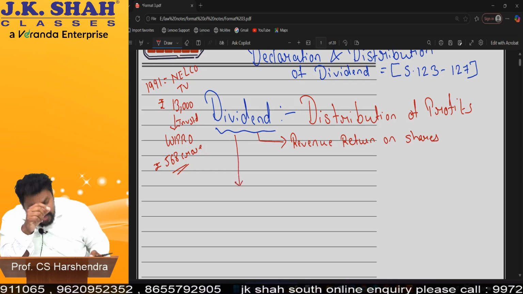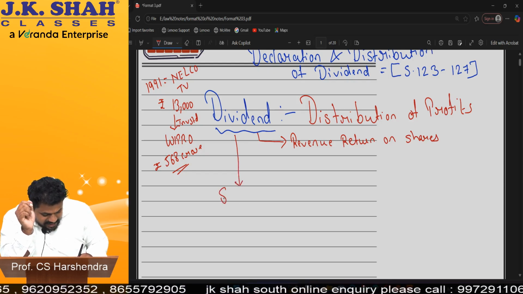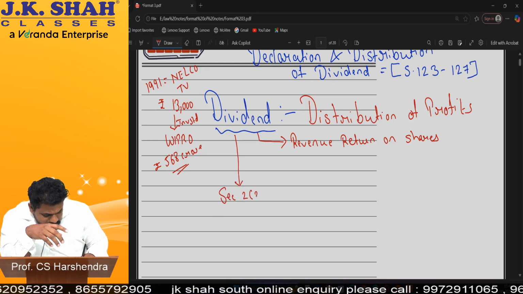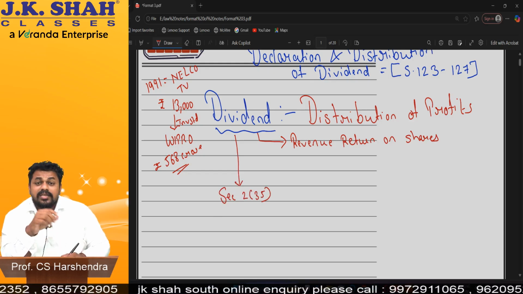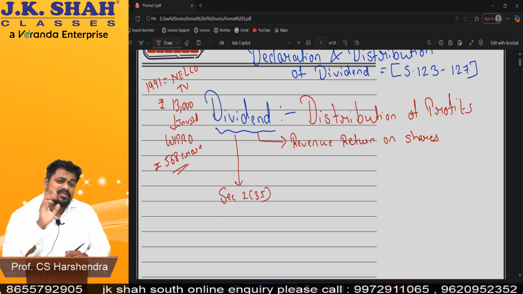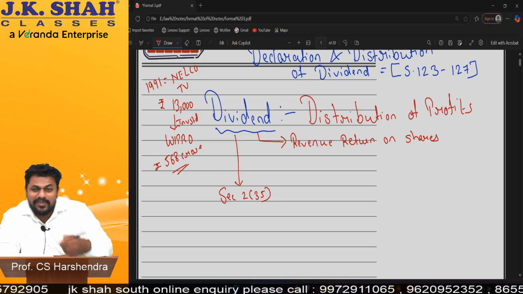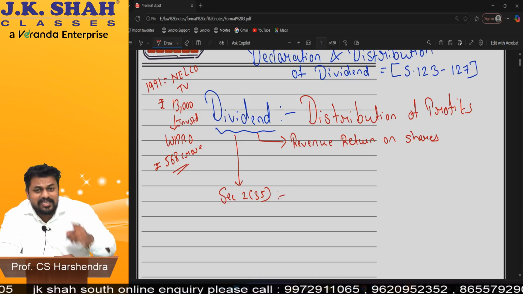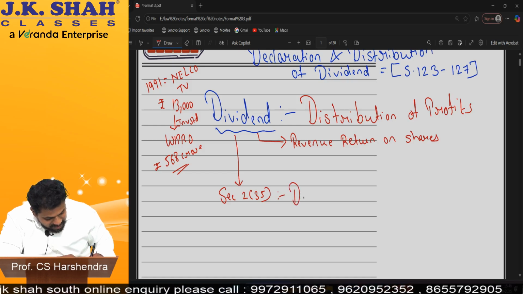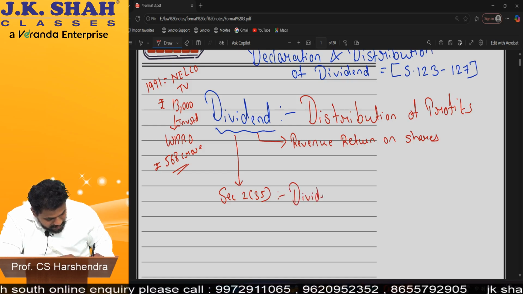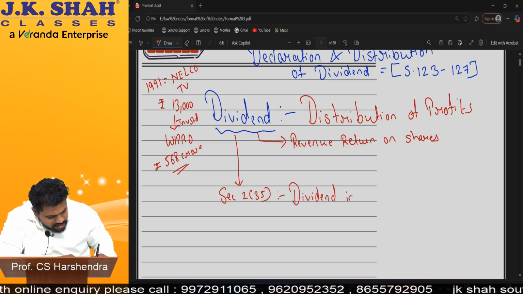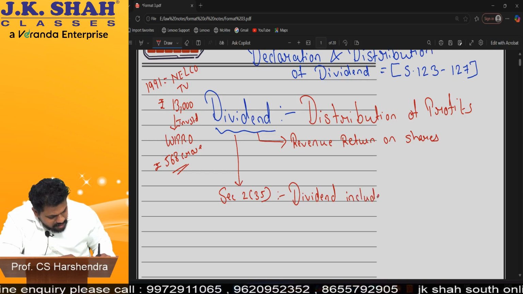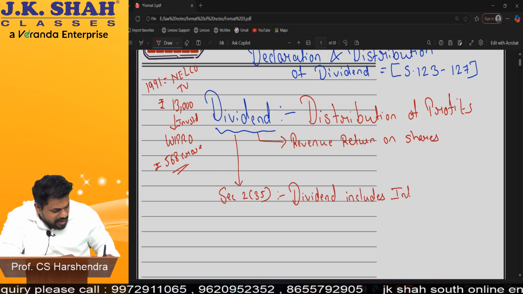So what is the definition of dividend, guys? Section 2, clause 35. Section 2, clause 35 tells us what is dividend. You know what is the definition given? Beautiful definition. Dividend includes interim dividend.